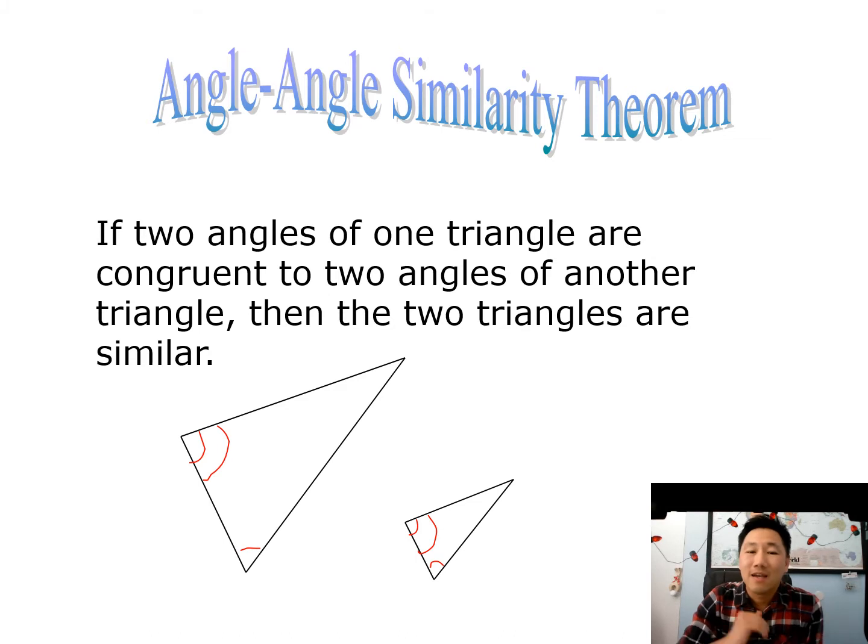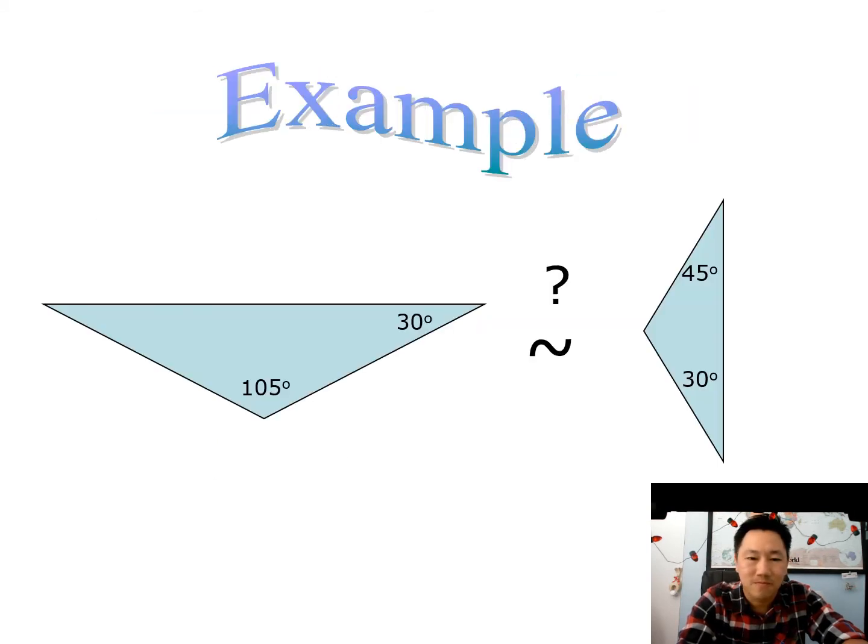Angle-angle theorem. Angle-angle similarity theorem. We actually haven't seen an AA theorem yet, but these theorems are to show that two triangles are similar, not congruent, similar. The theorem says if two angles of one triangle are congruent to two angles of another triangle, then the two triangles are similar. So if I ask you if these two triangles are similar, all you have to see is if you can match up two angles. Let's do a couple of examples.